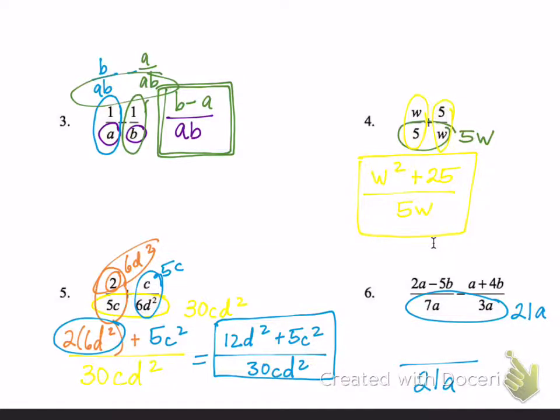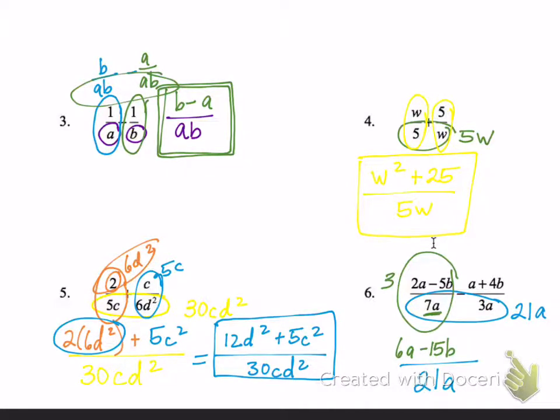And so in order to look at this first fraction, to get my denominator to be 21a, I need to multiply the whole thing by 3. So when I multiply the bottom by 3, I get 21a. When I multiply the top by 3, I get 6a minus 15b.